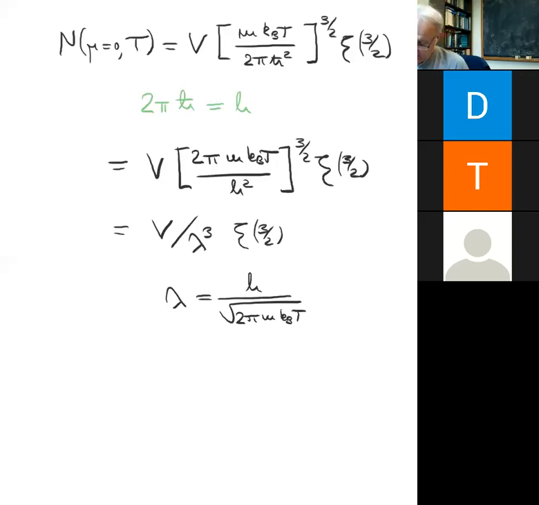So for this expression, n over V is just the density of the particles. So I can write the density of the particles as 1 over lambda cubed times zeta of 3/2.